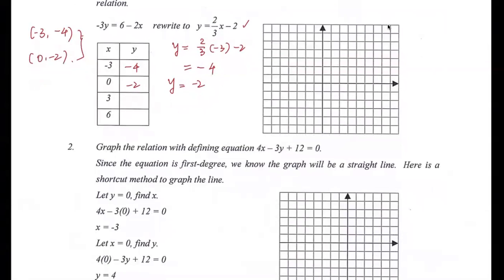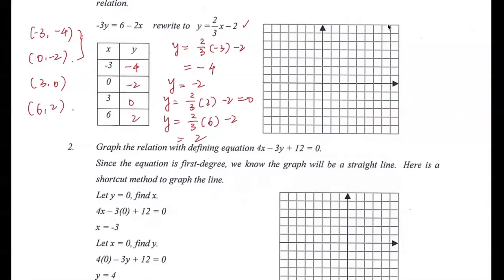When x is equal to 3, y is equal to 2 over 3 times 3 minus 2. So 3 canceled out, only 2 is left, right? 2 minus 2 is 0. So 3, 0 is also on the straight line. When x is equal to 6, this is 2 over 3 times 6 minus 2. And 4 minus 2, so the answer is 2, which means 6, 2 is also on the straight line.